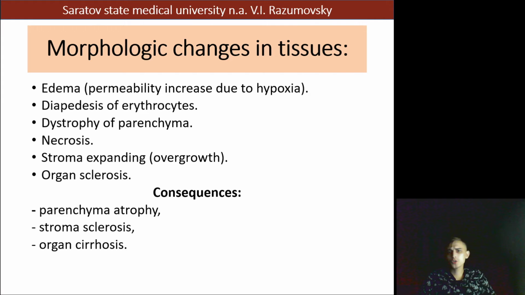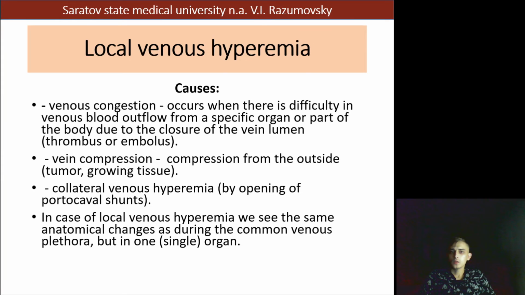Chronic venous hyperemia will lead to parenchyma atrophy, stroma sclerosis, and cirrhosis of the organ. Local venous hyperemia associated with venous congestion occurs when there is difficulty in venous blood outflow from a specific organ or part of the body due to closure of the vein lumen. Venous compression from the outside is most often associated with tumors.